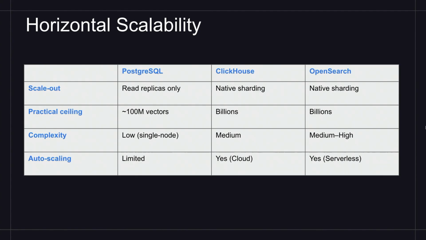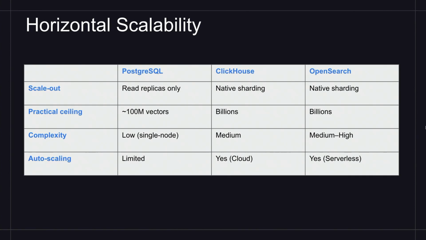And then you go into horizontal scalability. How does scaling work in different databases? PostgreSQL does beautifully in vertical scaling. You can add more storage and so on. But for horizontal scaling, you need to use read replicas or other extensions. ClickHouse and OpenSearch use native sharding, so they can scale horizontally better. PostgreSQL does better up to around 100 million vectors, and ClickHouse and OpenSearch can handle more than that.